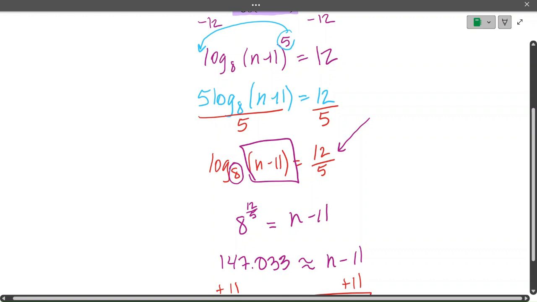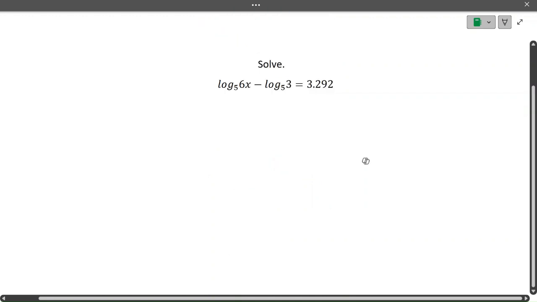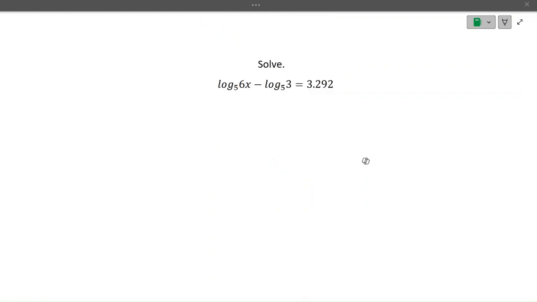Let's try one final problem. Our final problem, we are actually going to start by combining logs because we've got the log base 5 of 6x minus the log base 5 of 3 equals 3.292. Again, there's multiple ways of doing this. You could calculate out what log base 5 of 3 is. I think that's more work. So here's what I'm going to do.